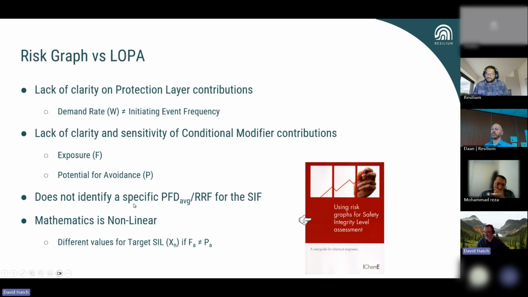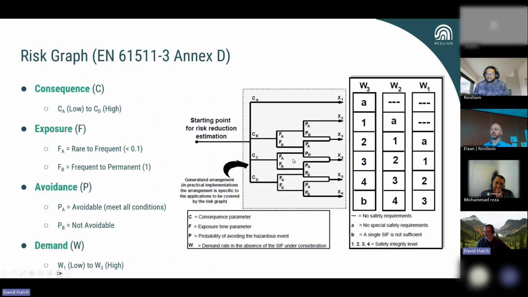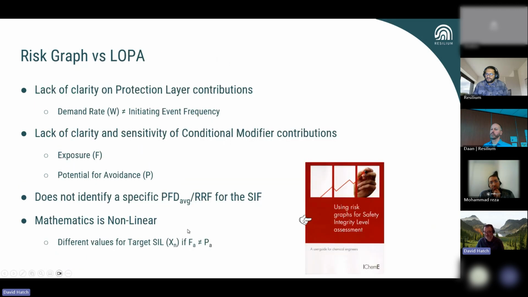And one of the interesting facts is, if you actually dive deep into the risk graph, and this publication here from the ICME in the UK has done such an analysis, the maths in a typical risk graph is non-linear. So you can actually find, if you go down what appears to be the same path, because of the avoidance and exposure, you end up with completely different safety integrity level requirements. If anybody wants to know more about that, I recommend that you read that book or get in touch with us. But it's an interesting fact that there are some scenarios where you can potentially get the wrong target because you've gone down what appears to be a sensible path.